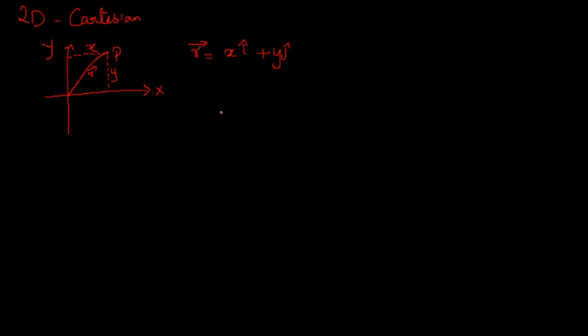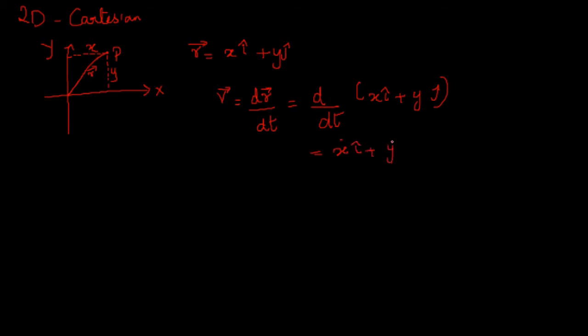Let us write our velocity and acceleration terms for a 2D Cartesian system. We know that velocity is nothing but the rate of change of displacement, so it is dr vector by dt. Our r vector is x i cap plus y j cap, so I have to differentiate it. This would be x dot i cap plus y dot j cap. Here x dot is nothing but dx by dt. This will be our velocity term in a 2D Cartesian system.